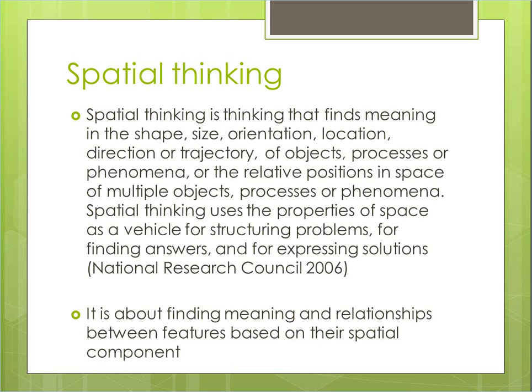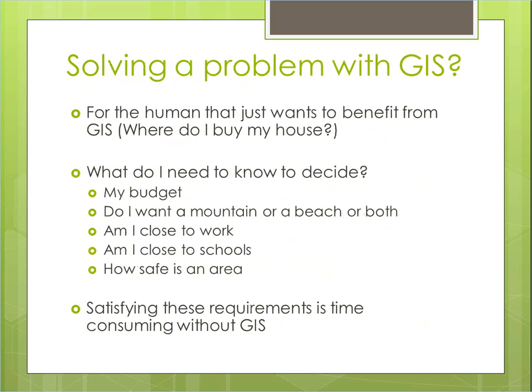So, spatial thinking, another complex definition. Spatial thinking is thinking that finds meaning in the shape, size, orientation, location, direction, or trajectory of objects, processes, or phenomena, or the relative positions in space of multiple objects, processes, or phenomena. Spatial thinking uses the properties of space as a vehicle for structuring problems, for finding answers, and for expressing solutions. It is basically about finding meaning and relationship between features based on their spatial component, such as why did the chicken cross the road? Because it was raining on his side. Could be, but it's basically about thinking about things around you, the environment, and the interactions that one thing may have on another. So that is basically an element of spatial thinking, at least.